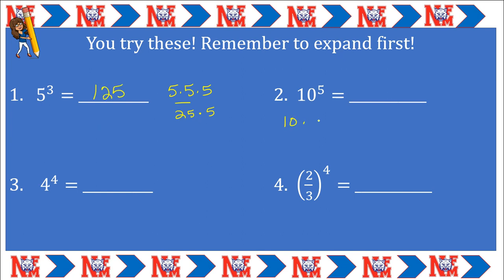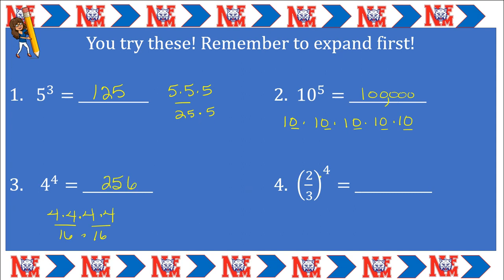Number 2, we have the power of 10. And when we multiply this out, we know that we're going to have 1, 2, 3, 4, 5 zeros. So we have 100,000. 4 to the 4th, again, not 16. We're going to expand. 4 times 4 is 16. We have another 4 times 4. 16 times 16 is 256.